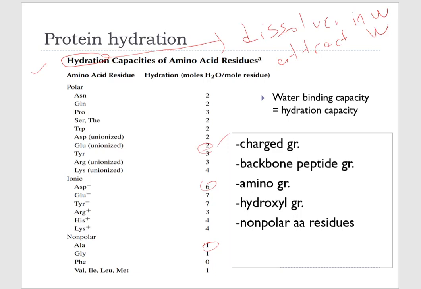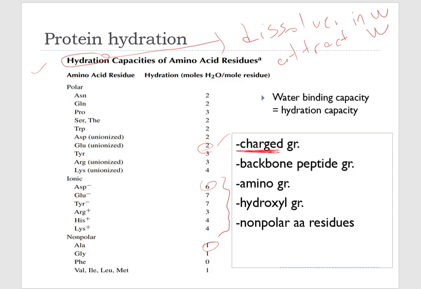So when we look at this table, we see that this hydration capacity is related to amino acid composition. So the greater the number of charged amino acid residues, the greater is the hydration capacity. As you see here, the charged amino acids bind more water. Especially charged groups are important in water binding. Okay, let's move on.